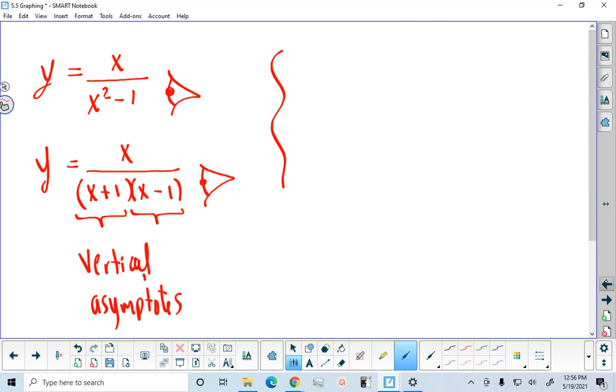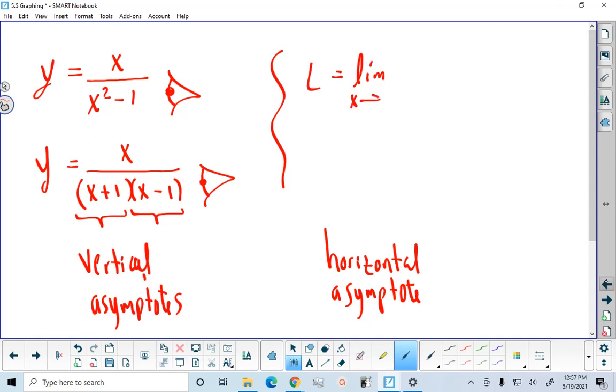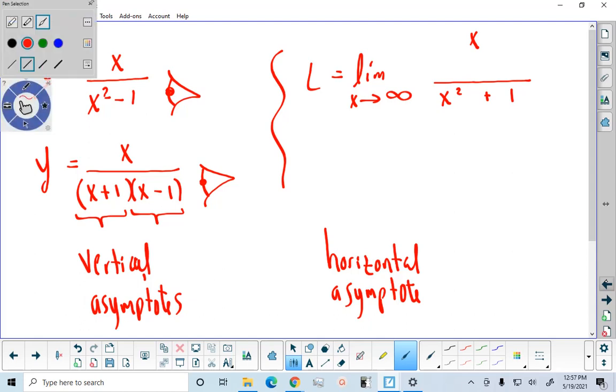For the horizontal asymptote, and I'm using singular here, I'm not saying asymptotes, I'm saying asymptote, because more often than not there's just one horizontal asymptote. We might encounter a case where there's two. That is found by finding out if the limit as x approaches infinity of the function has a value. And this is where you use that rule.